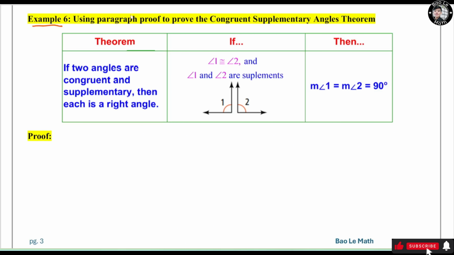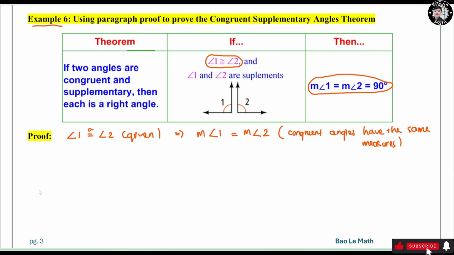Now, example number 6, we're going to use a paragraph proof to prove the congruent supplementary angles theorem. Given angle 1 congruent to angle 2 and angle 1 and angle 2 are supplementary, we need to prove that the measure of angle 1 equals the measure of angle 2 equals 90 degrees. To prove this theorem, we start with the given. We have angle 1 congruent to angle 2 because it's given. Congruent angles have the same measures.